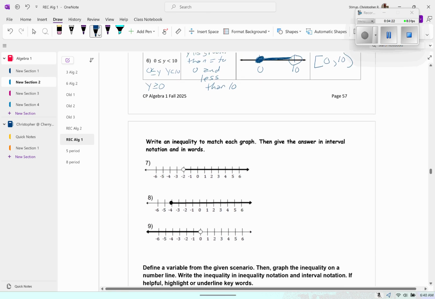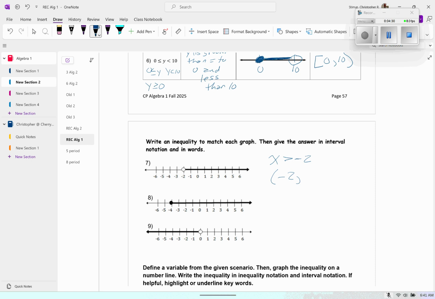All right, so this one, we want to make the inequality. So we want greater than -2. And let's do the interval notation. Soft bracket from -2 to infinity. This one is going to be x is greater than or equal to -4. So we want a hard bracket at the -4 going to infinity, because infinity is to the right on both of those. This is -infinity this way.